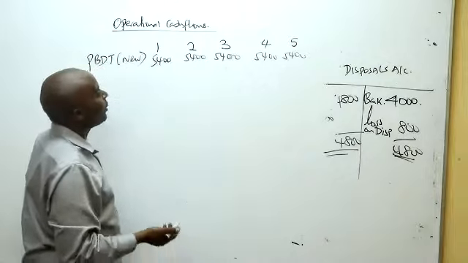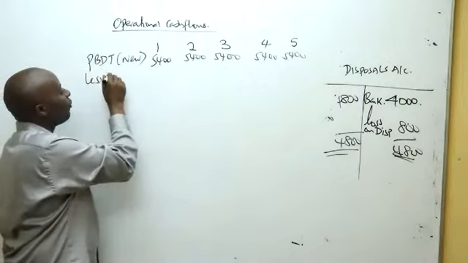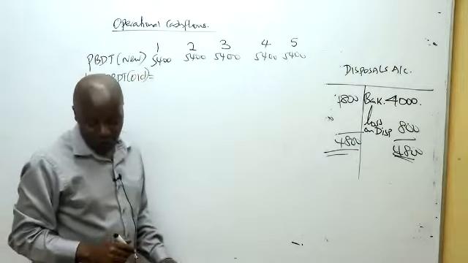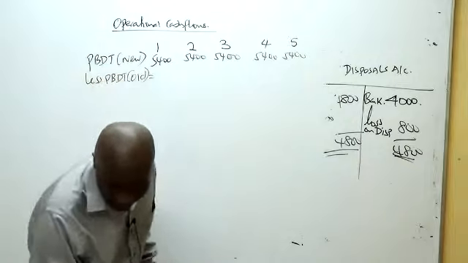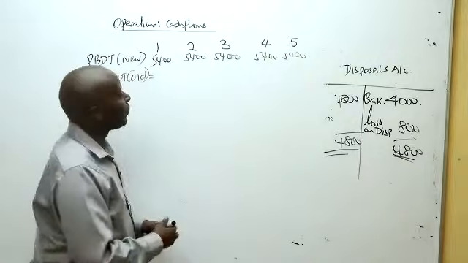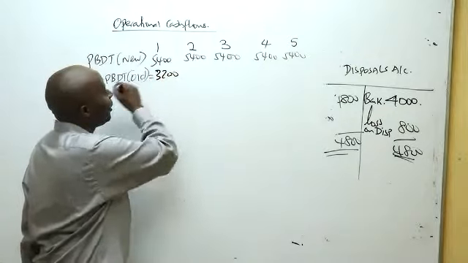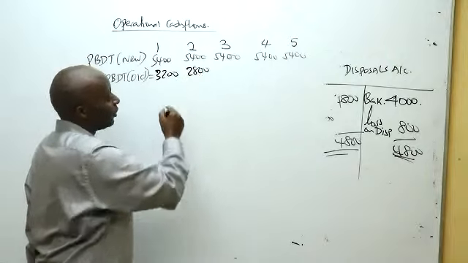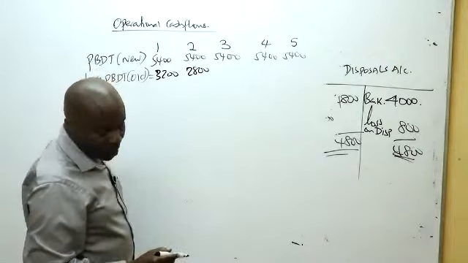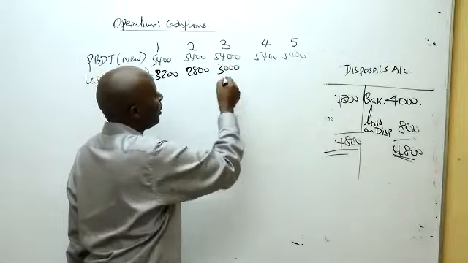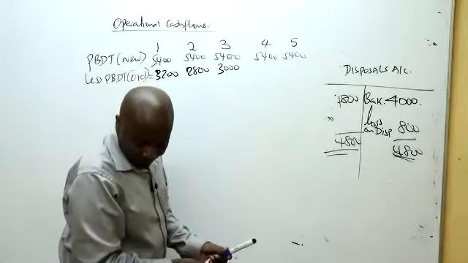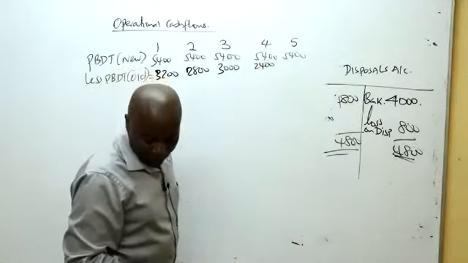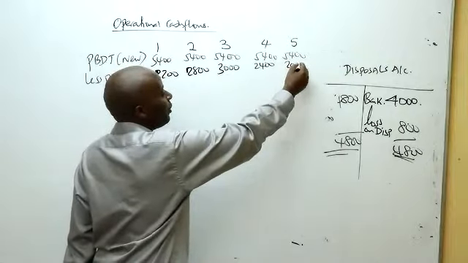I want an incremental, so less profit before depreciation of the old machine. So the old machine, what do we have there? I can see 3,200, 2,800, 3,000, 2,400, and then lastly, we have 2,000.